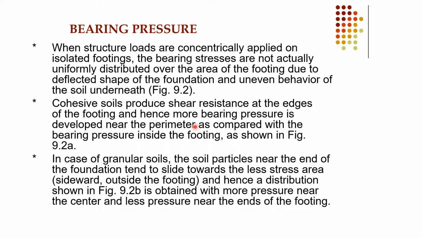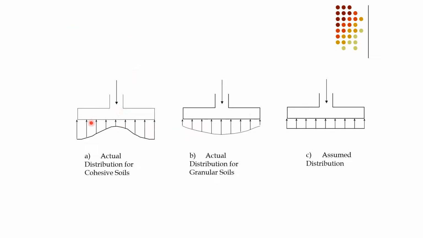Bearing pressure. When structure loads are concentrically applied on the isolated footings, the bearing stresses are not actually uniformly distributed over the area of the footing, due to the deflected shape of the foundation and uneven behavior of the soil underneath. What is it saying here? Here is a stress distribution under the footing. When there is a clay soil, meaning cohesive soils, here is the actual distribution of soil pressure under the footing. Okay, and here is the actual distribution for the granular soil, meaning sandy soil.